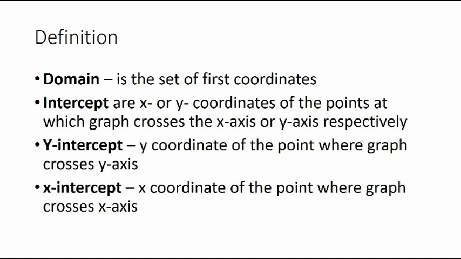For the last part of a rational function, we will now have the graphing of a rational function. So upon graphing the rational function, we first have to identify the domain, which is the set of the first coordinate.